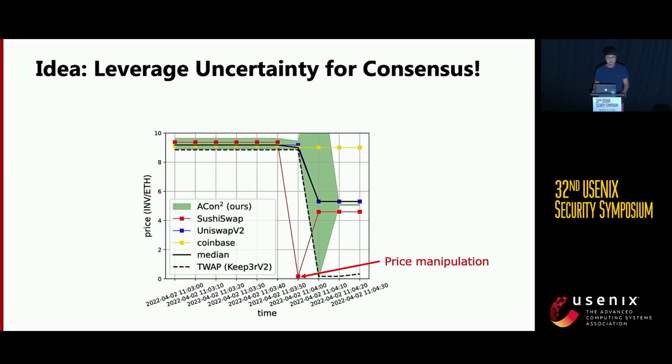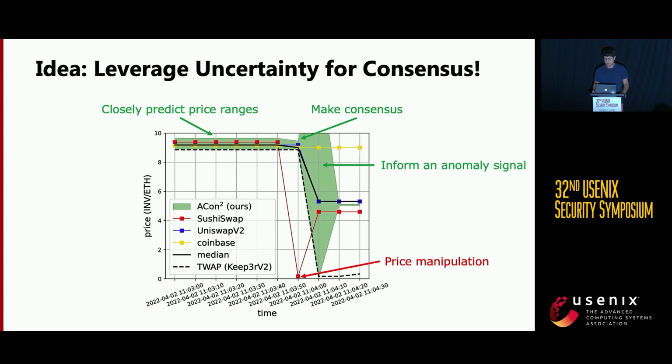The key idea is we wish to leverage the uncertainty for consensus. Ideally, we want to measure the uncertainty of the price value such that this uncertainty closely predicts the price ranges. Under attack, we still make a consensus, but after the attack, we could inform the anomaly signal by producing high uncertainty.